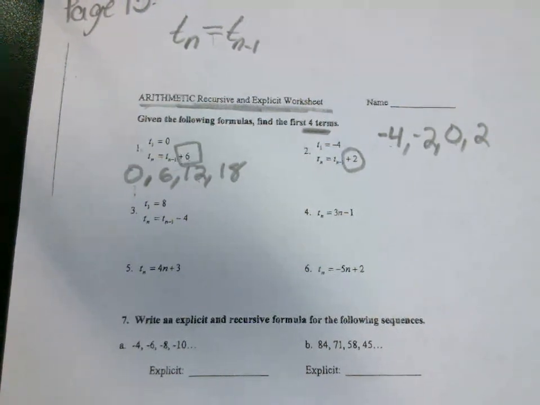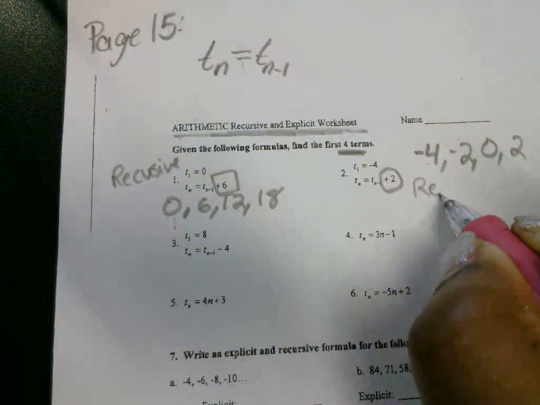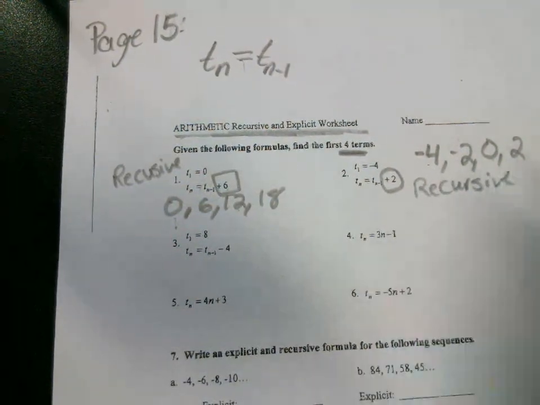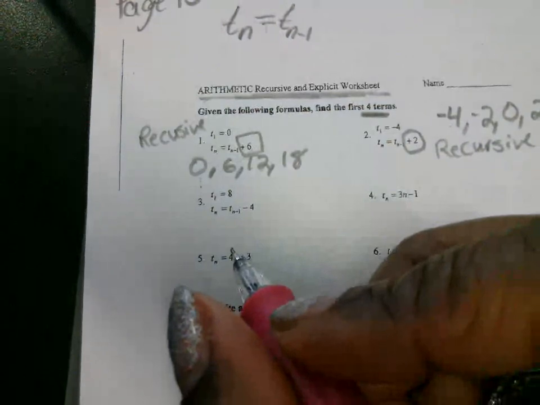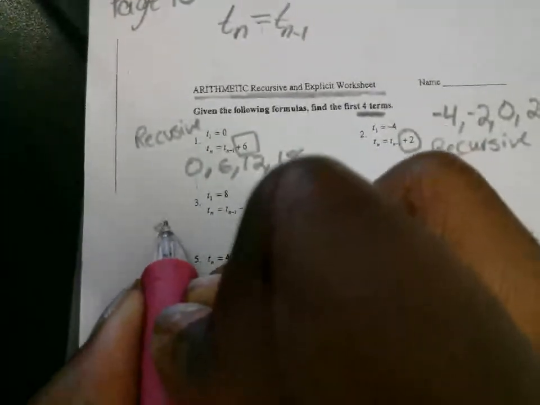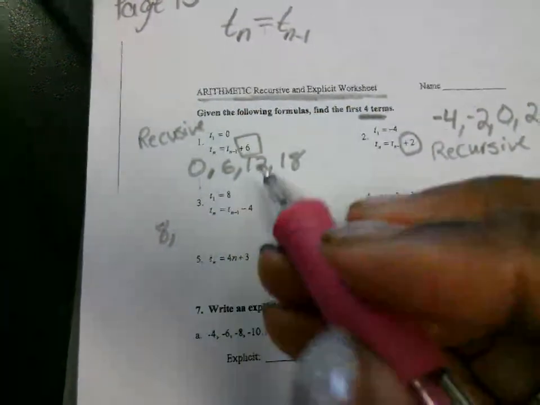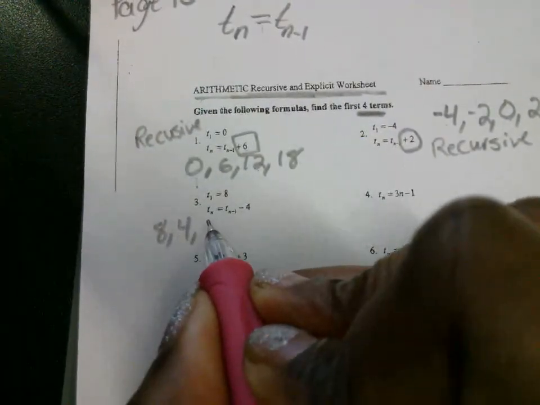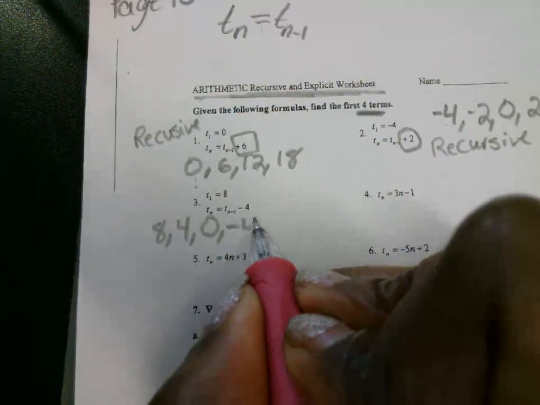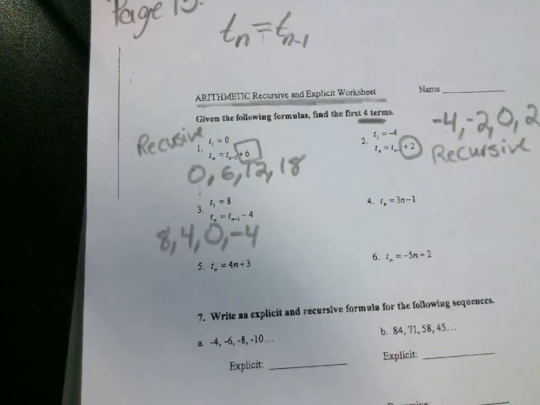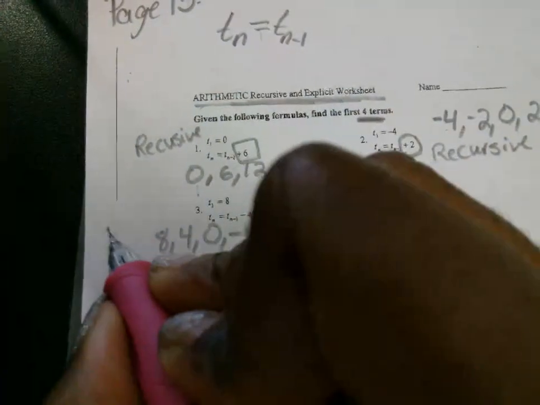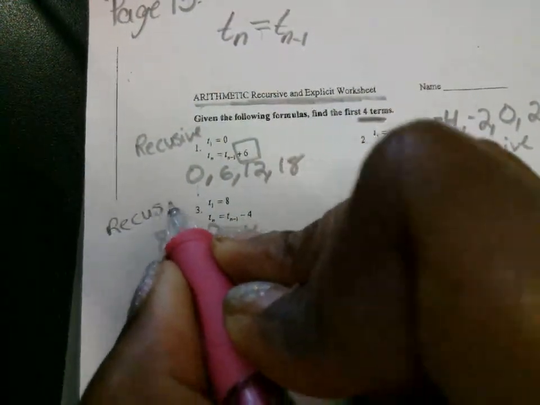All right, let's see what we got. So far, number 1 is recursive. Number 2 is recursive. All right, number 3, what are we starting with? What's the first number? The first number is 8. What are we going to do to get the next number? Minus 4. So what does that give us for the next number? What kind of formula is this? Recursive or explicit? This is recursive. You use the previous number to get the next number.